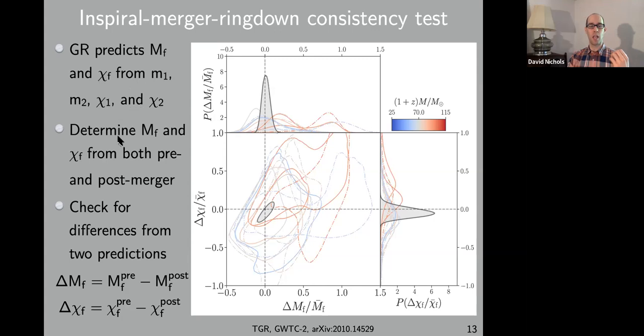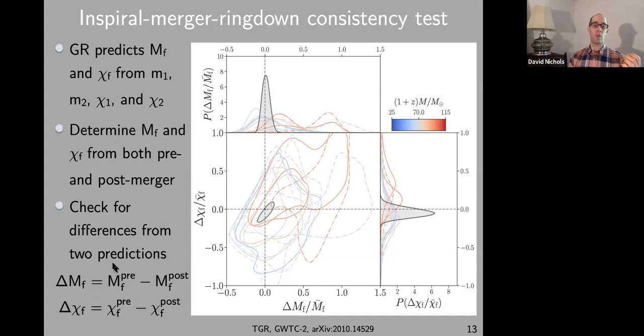So this test then essentially checks the consistency of the prediction of the final mass and spin using the waveform up to a given frequency, so specifically sort of the frequency at which the black holes start plunging towards each other, and then makes an independent estimate, so from both before and after, and checks the consistency of these estimates.